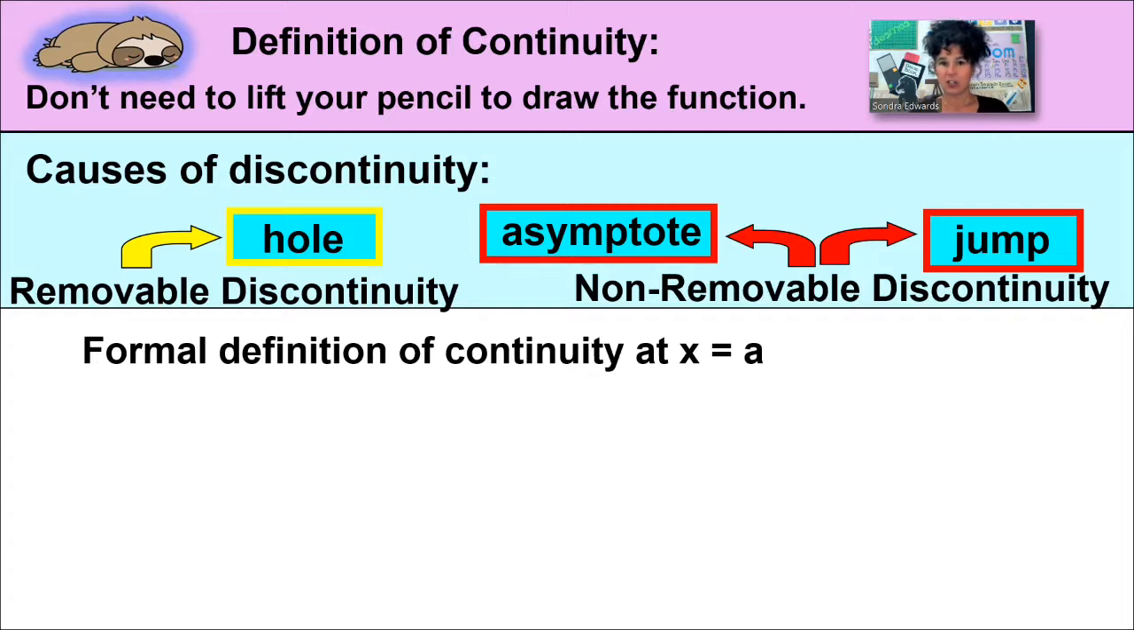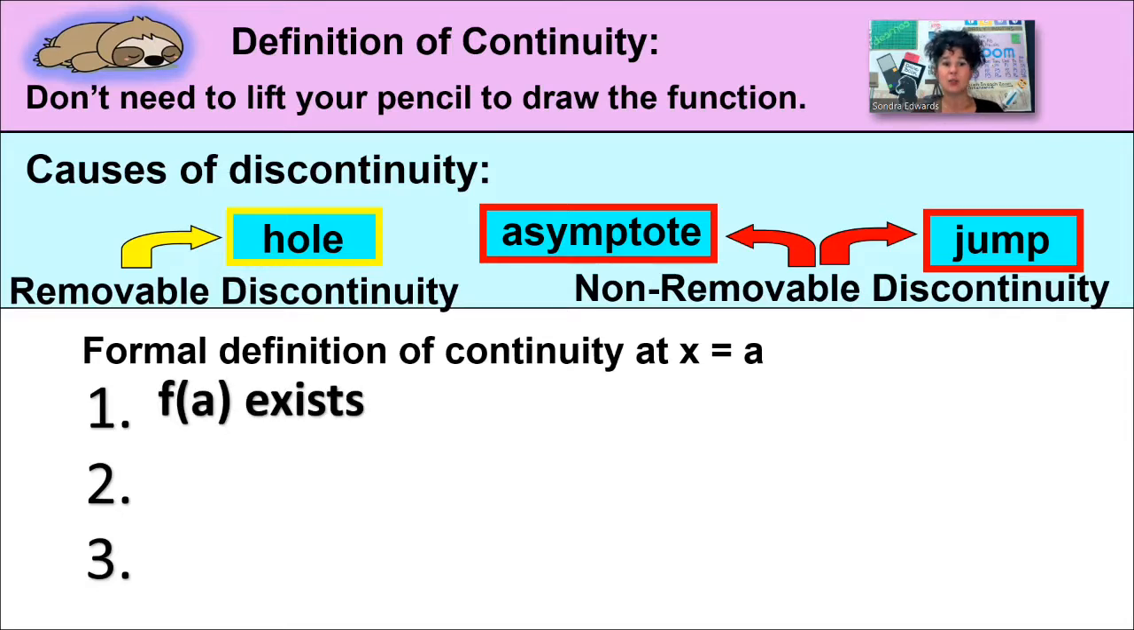The formal definition of continuity is three parts. Part one is that f of a exists. In other words, I substitute the number into the function and I should get out a real value answer. That's different than limits, because remember, for limits, we didn't care what actually happened at that x equals a value, only what happened as we got really close to it. So here we actually substitute in the number and it has to have an answer.